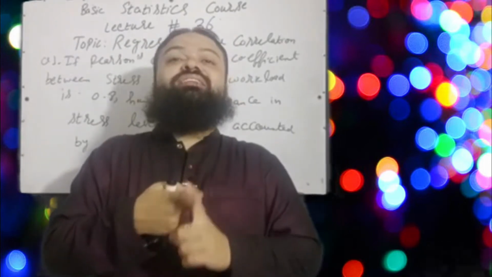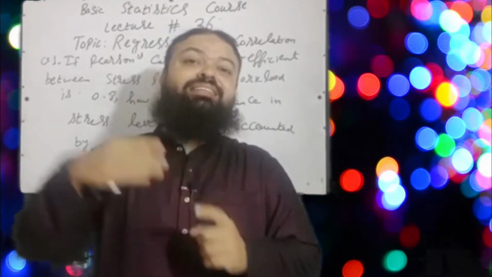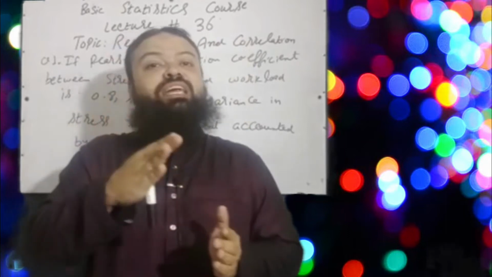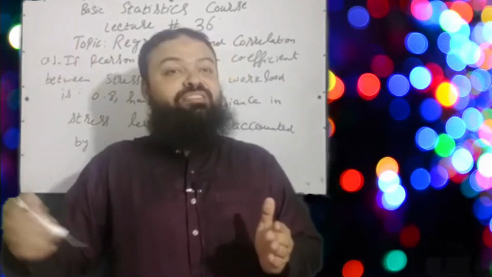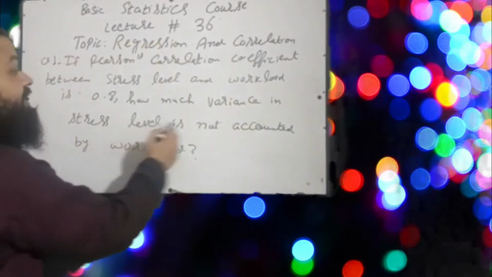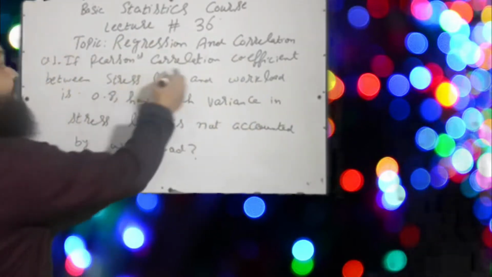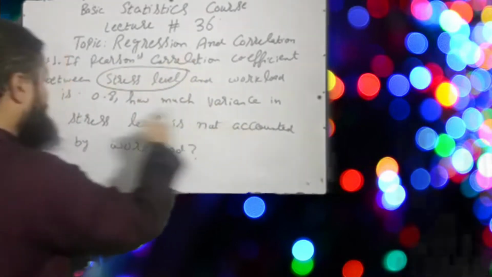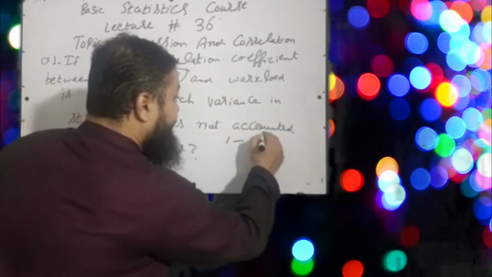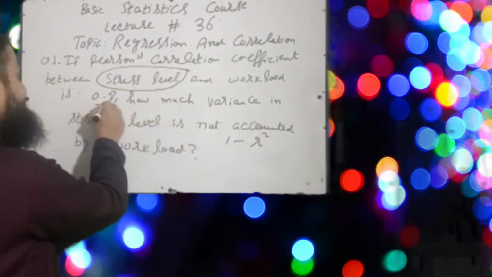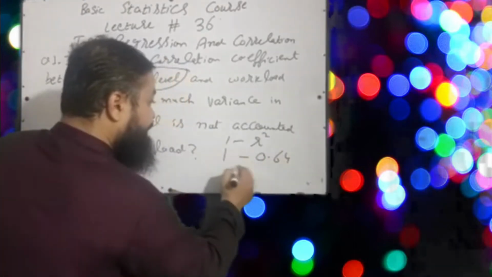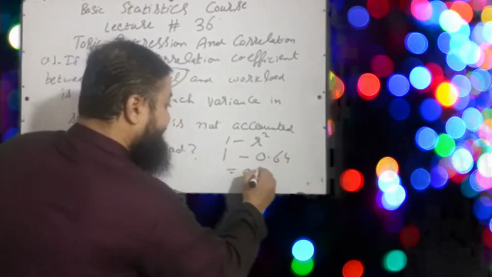R square tells the percentage of variation in the dependent variable with the help of the independent variables, with the help of the explanatory variables. But now the question is, how much variation in stress level, our dependent variable, is not accounted by the workload? It means we have to find 1 minus R square, and R is 0.8. Square of 0.8 is 0.64. 1 minus 0.64 is 0.36.